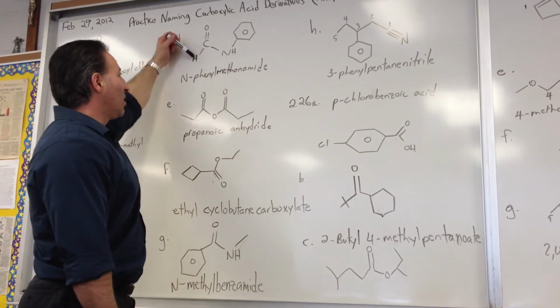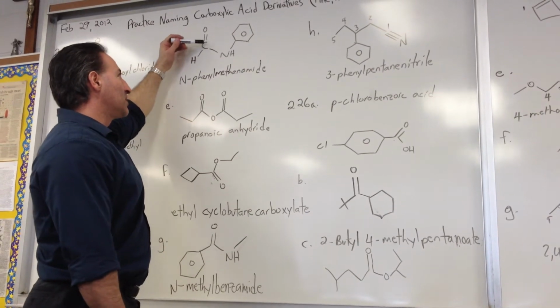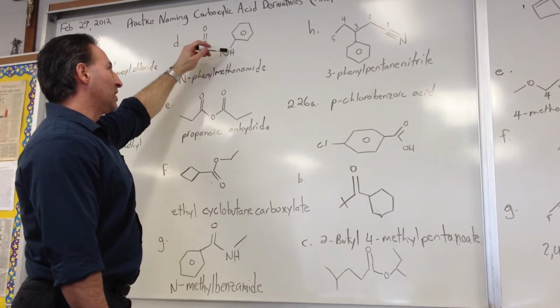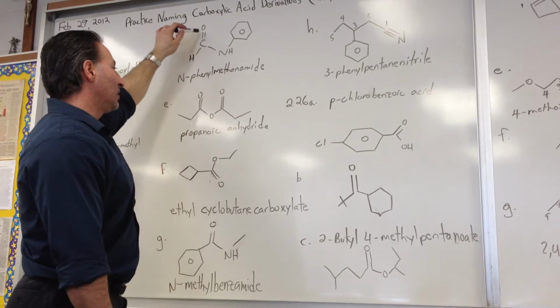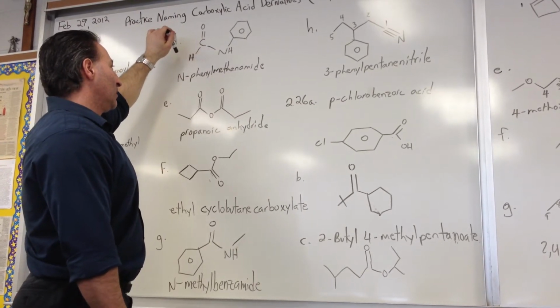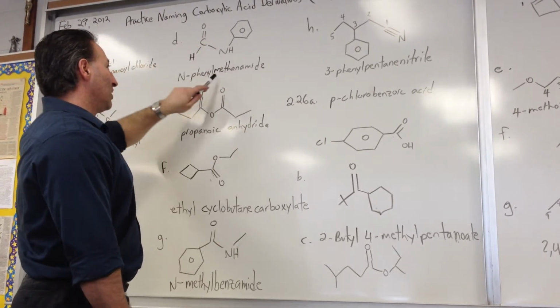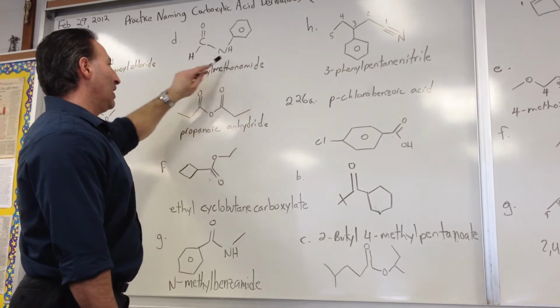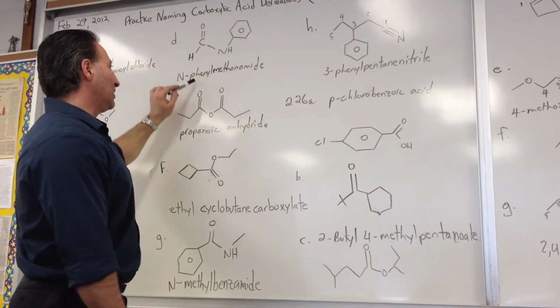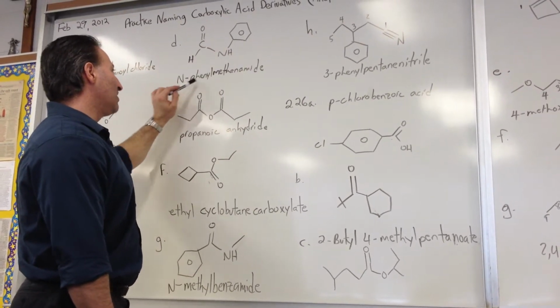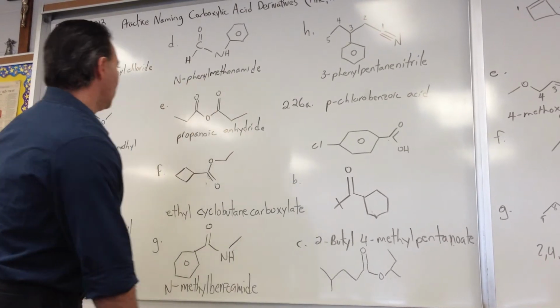You might be tempted to call it an aldehyde, but we see that a carbonyl with an amine group next to it is called an amide. So it's an amide with 1 carbon in it, so we call it methanamide. And it's substituted with a phenyl group at the nitrogen, so we call it N-phenylmethanamide.